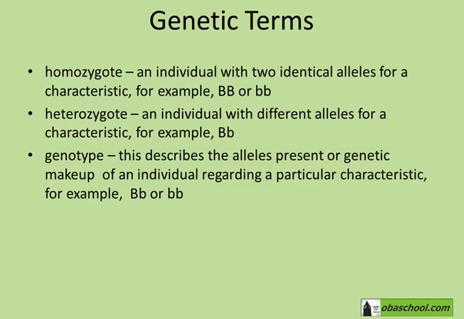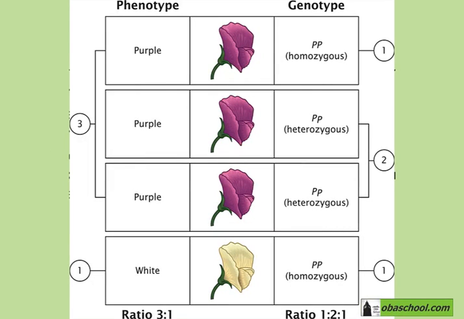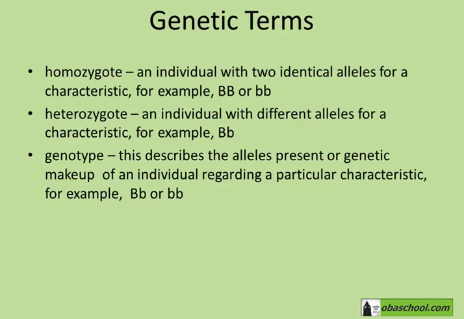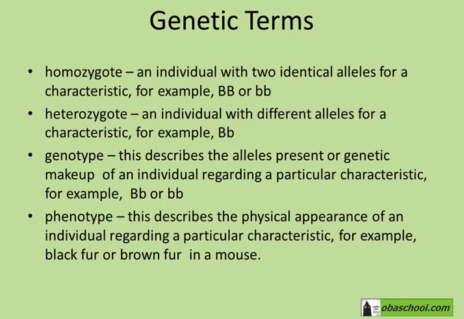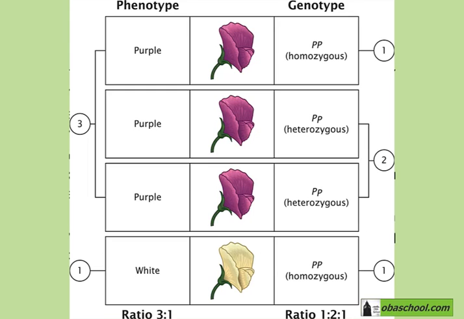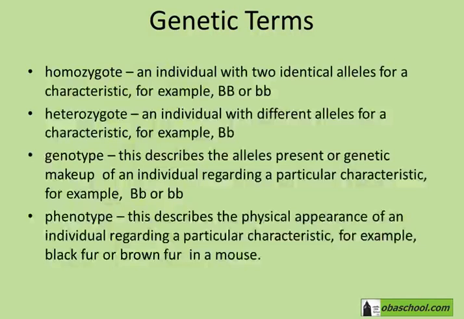The genotype is what describes the alleles present, or the genetic makeup of an individual regarding a particular characteristic. So the genotype is what tells you what alleles you have for a particular gene. The phenotype is actually the physical appearance of the genotype. So the phenotype is what describes the physical appearance of an individual regarding the particular characteristic.